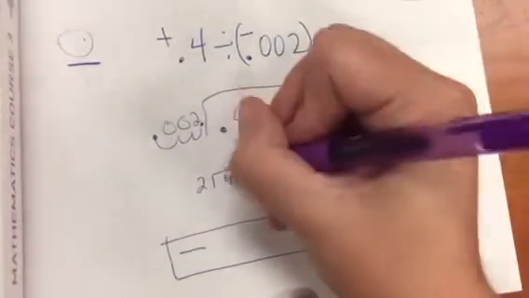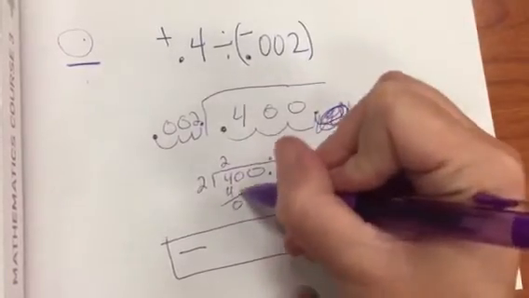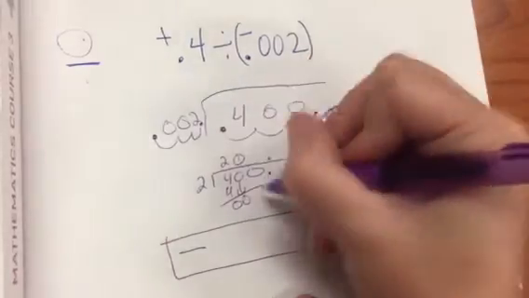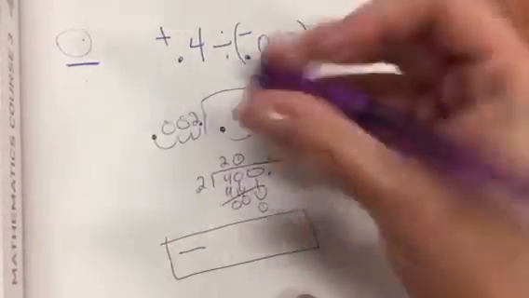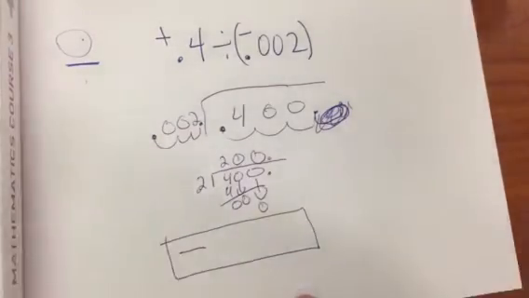Okay, so 2 divided by 4 is 2. And then I've got to subtract out my 4 and bring down my 0. And I have to remember these zeros. 0 divided by 0 is 0. Bring down my 0. 0 divided by 0 is 0. I have to remember to do that. Katie, don't forget to do that. Yeah, I won't forget to do that.